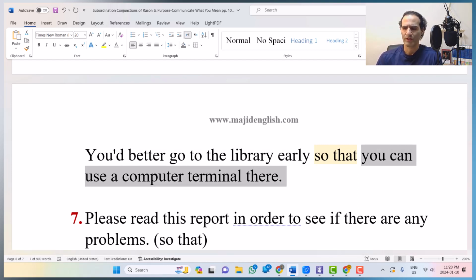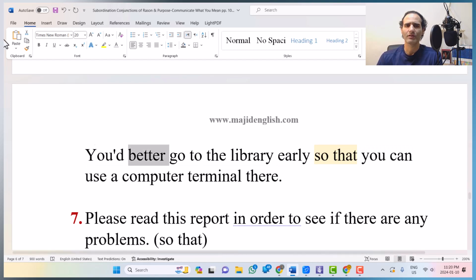Okay. What is the meaning of you'd better? You'd better means you should. It is a suggestion. It is your good advice to someone. You'd better followed by a simple form of the verb. You'd better go. It's not you'd better to go or something. You'd better means you should. You should go to the library.